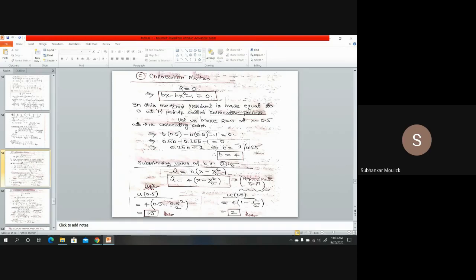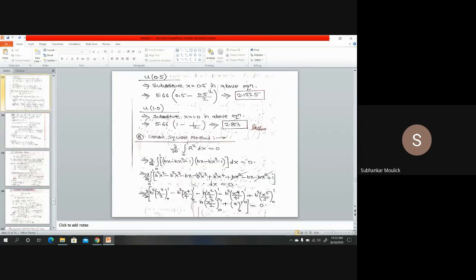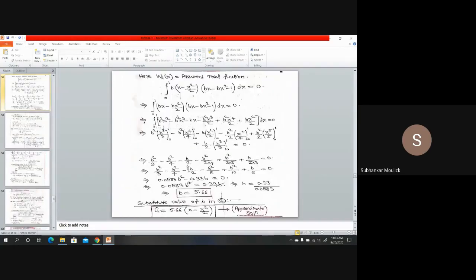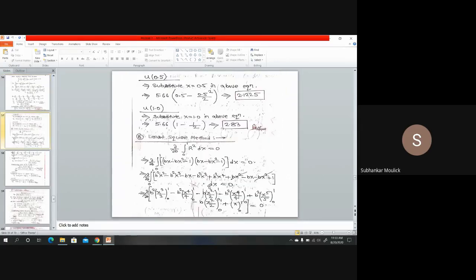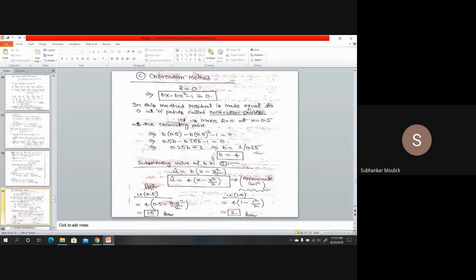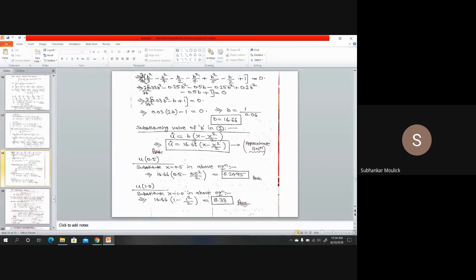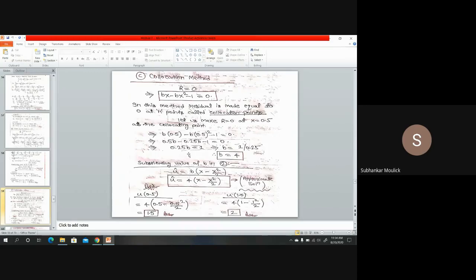Now, if I compare it with the other two processes which I did just now, in least square technique, value of b is 16.66. And in Galerkin method, value of b is 5.66. So you can say that Galerkin method and this collocating method are giving nearer answers. But in least square method, value of b is 16.66. There is a huge deviation. Fine. So this is your final approximating solution by collocating method.